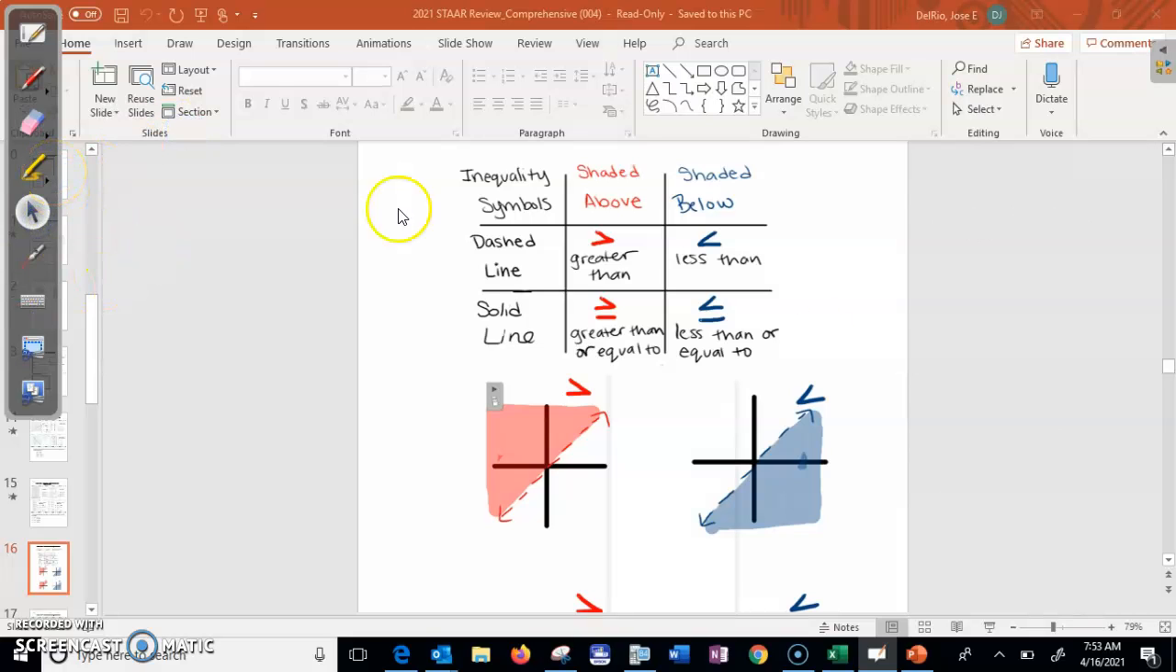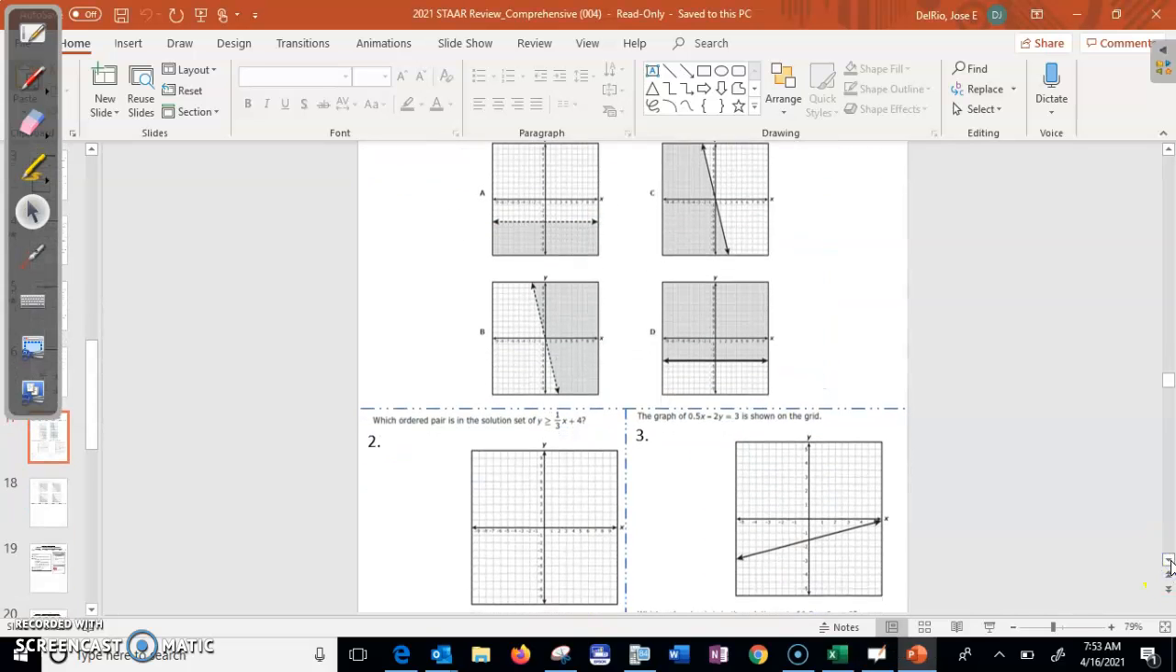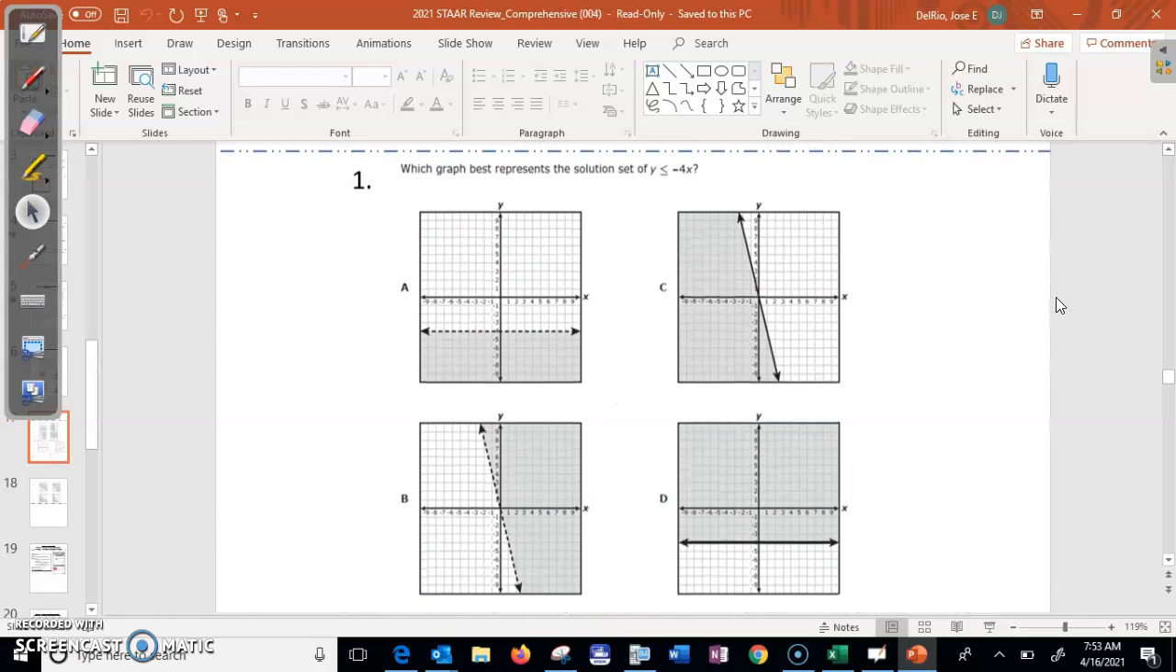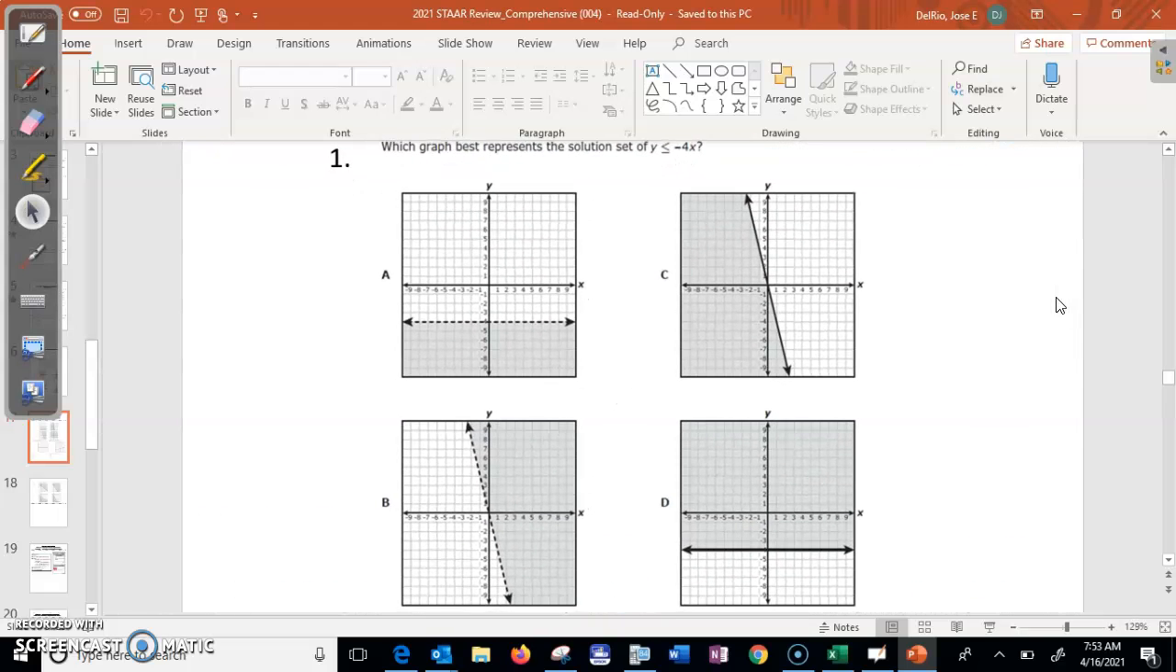Here we go. Next questions come as followed. Here it is, question number 1. In question number 1, it's saying, which graph best represents that equation? Guys, the only thing you need to look at is your inequality. You have less than or equal to. Just knowing this, you know it is a solid line and you are shading below.